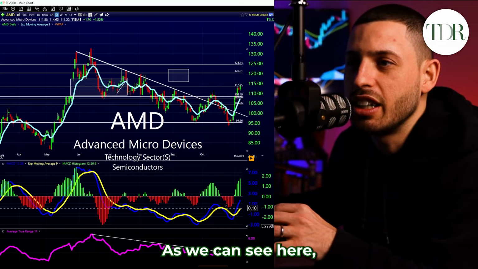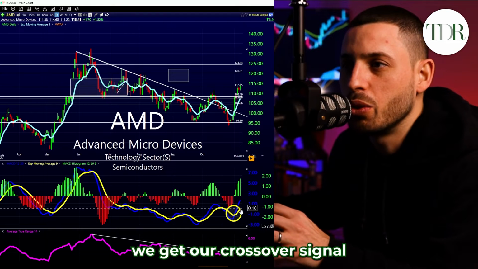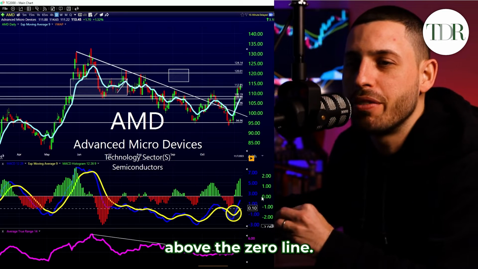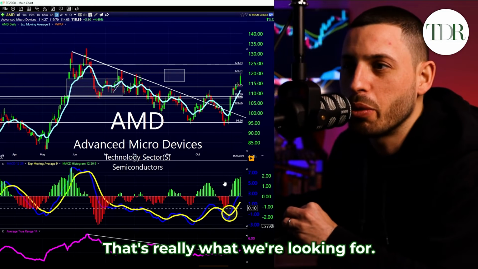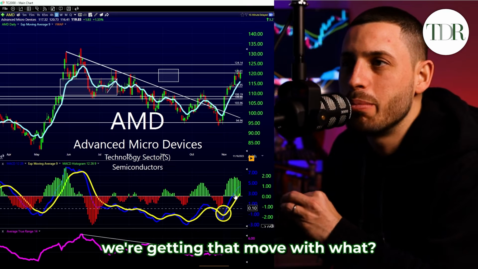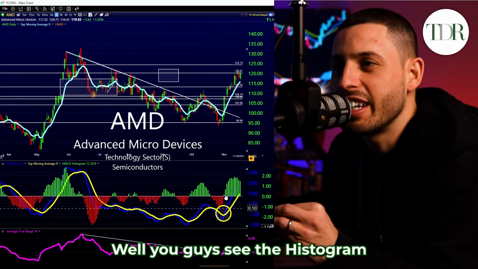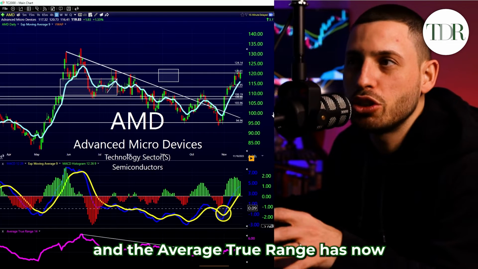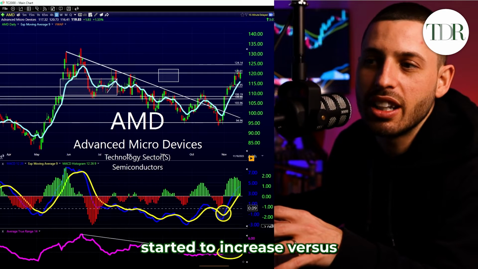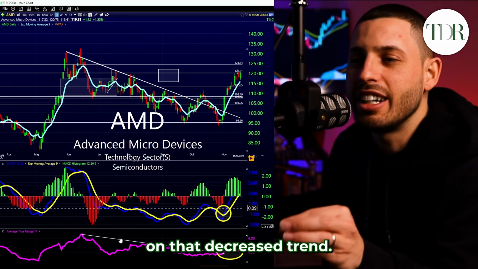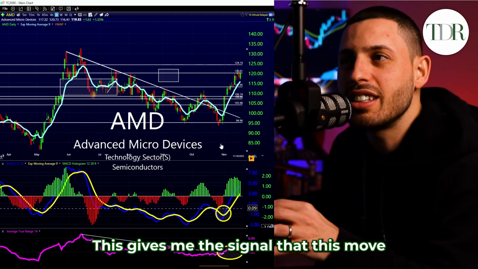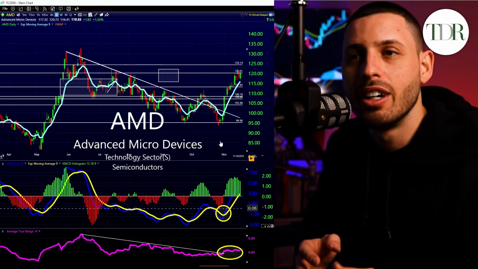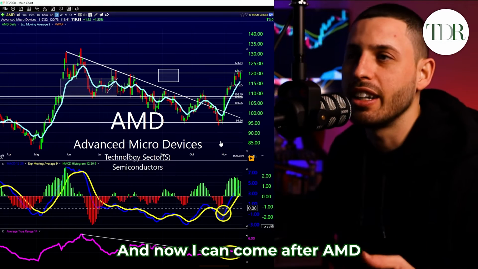As we can see here, we get our crossover signal and now are actually starting to make the move above the zero line. That's really what we're looking for. Now we're getting that move with what? Well, you guys see the histogram really starting to increase, and the average true range has now started to increase versus on that decrease trend. This gives me the signal that this move could be a real breakout, and now I can come after AMD.